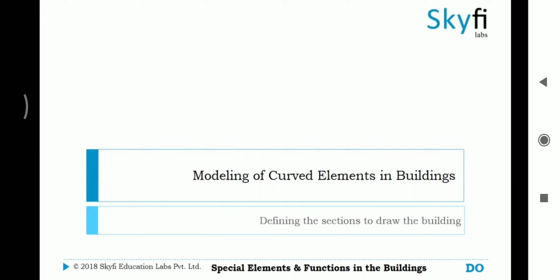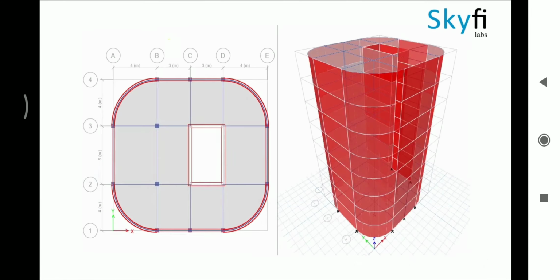In this video, you will learn to use some additional options in ETABS. This is the plan and 3D view of the building model you are going to make. It is a G+7 building, having shear walls inside, and brick masonry walls on its exterior part.